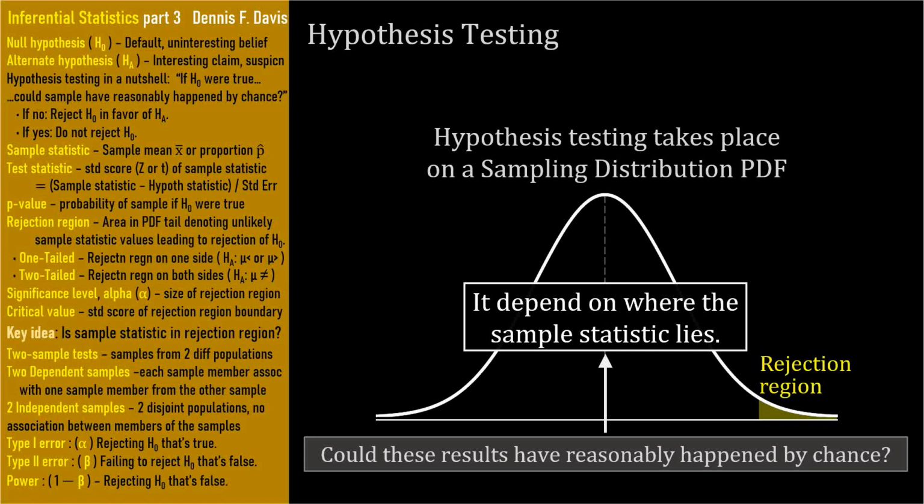If the sample statistic is not in the rejection region, then the answer is yes, the sample statistic could have reasonably happened by chance. So there's no reason, based on our sample, to abandon H0 in favor of H sub a. H0 is a reasonable inference based on the sample. And that's how hypothesis testing works.